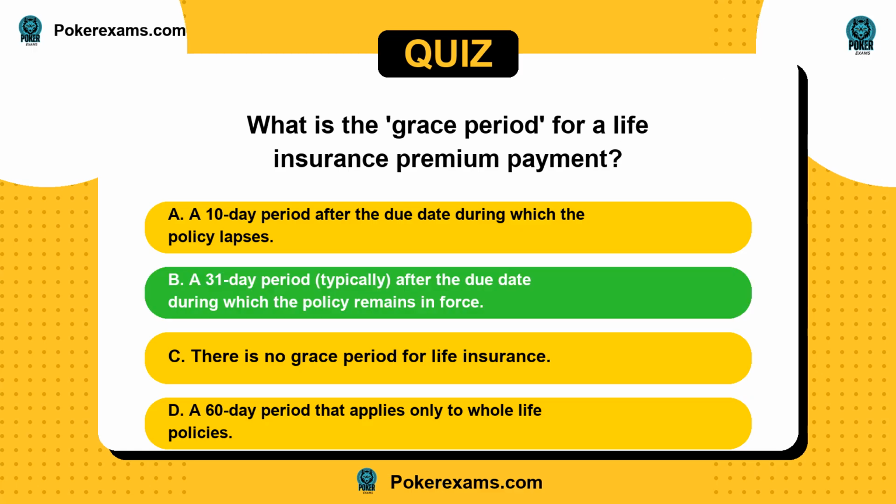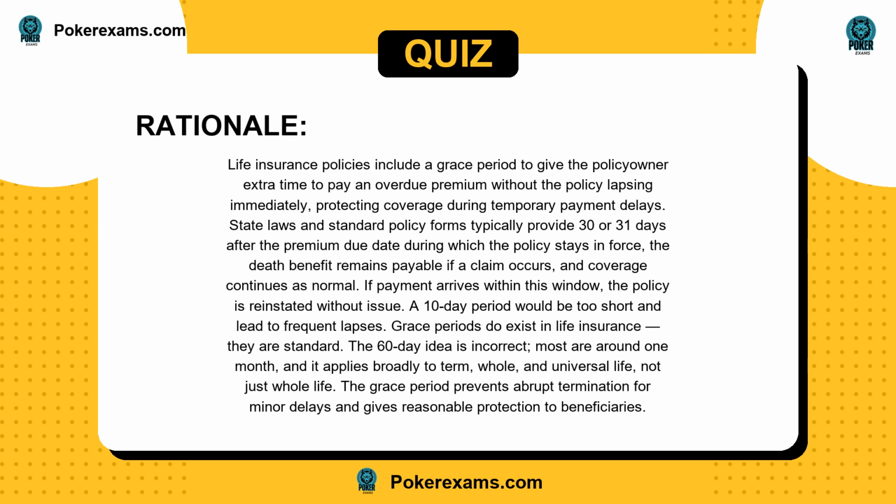The answer is B. Life insurance policies include a grace period to give the policy owner extra time to pay an overdue premium without the policy lapsing immediately, protecting coverage during temporary payment delays. State laws and standard policy forms typically provide 30 or 31 days after the premium due date during which the policy stays in force. The death benefit remains payable if a claim occurs and coverage continues as normal. If payment arrives within this window, the policy is reinstated without issue.